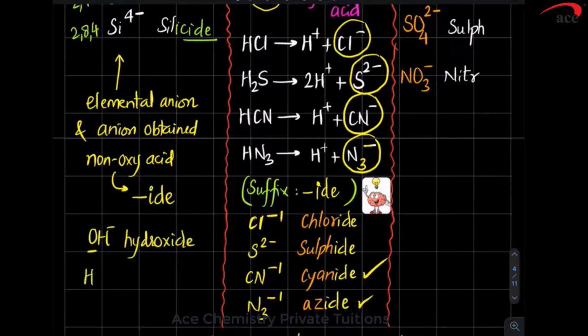But you can imagine HOH. If you take this, then after removal of H plus, whatever is left, that is called hydroxide. Hydroxide is for us an unusual case. It contains oxygen, but you can remember it as a separate unique case. Chloride, sulfide, cyanide, azide, hydroxide.